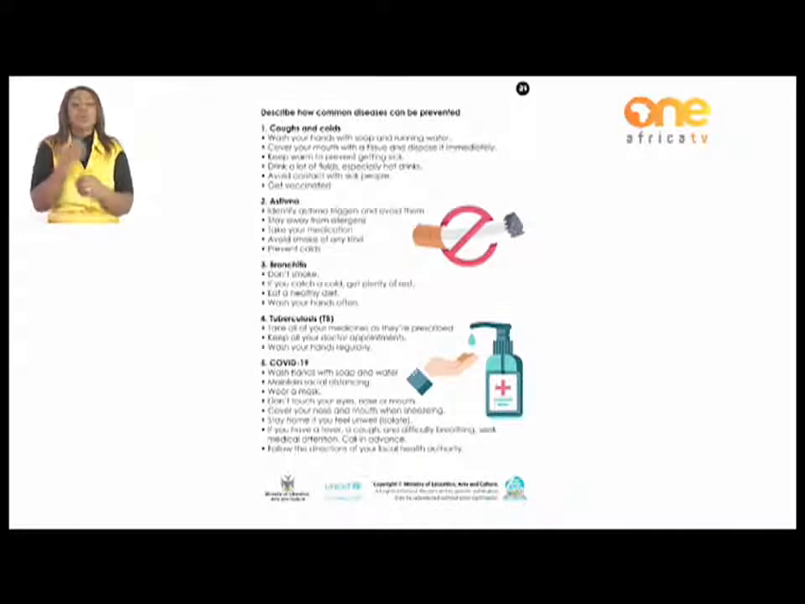Keep all your doctor's appointments, very, very important, because every time that you come to the hospital, the doctor has to keep checking how far along you are. Are you taking your medication as prescribed? Are you recovering? Is there any change? Do you need to be given other medicine or what? So you need to keep going to the doctor.